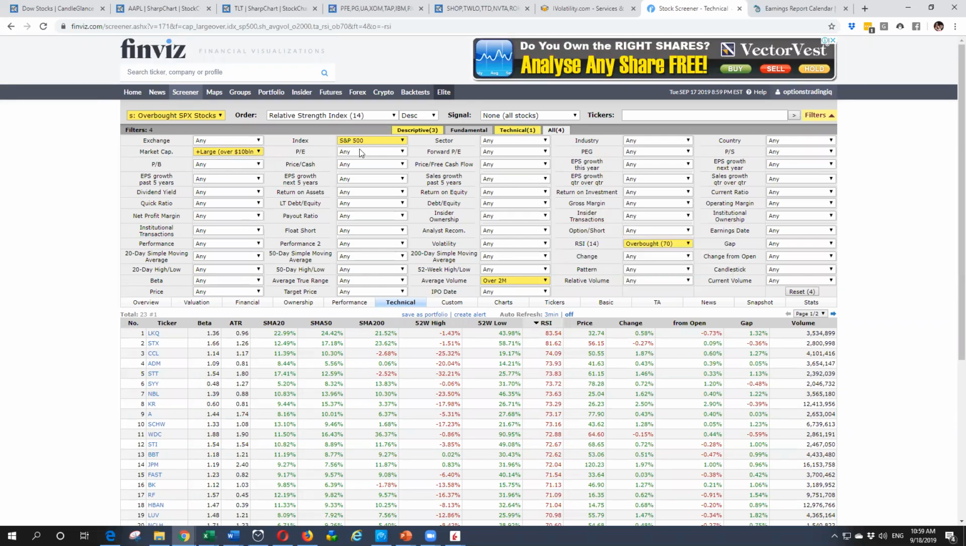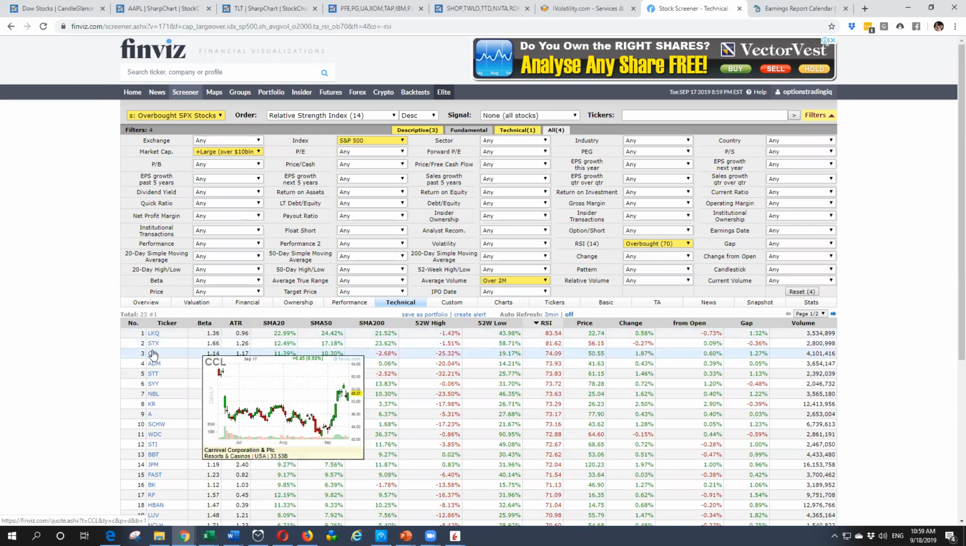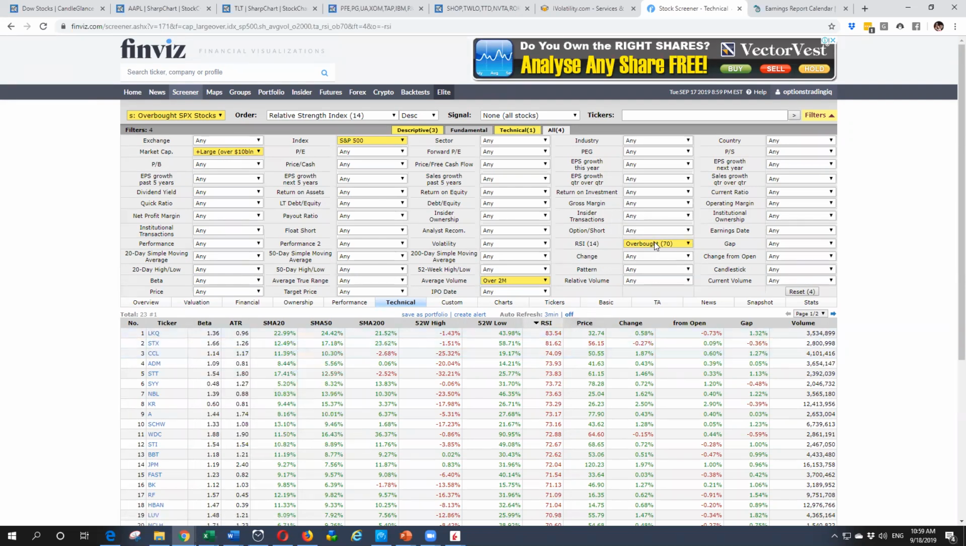Looking for large cap stocks in the S&P 500 with good volume that are overbought. You can hover over here and have a look at certain stocks that are really overbought, and maybe look at selling some call spreads and legging in that way.